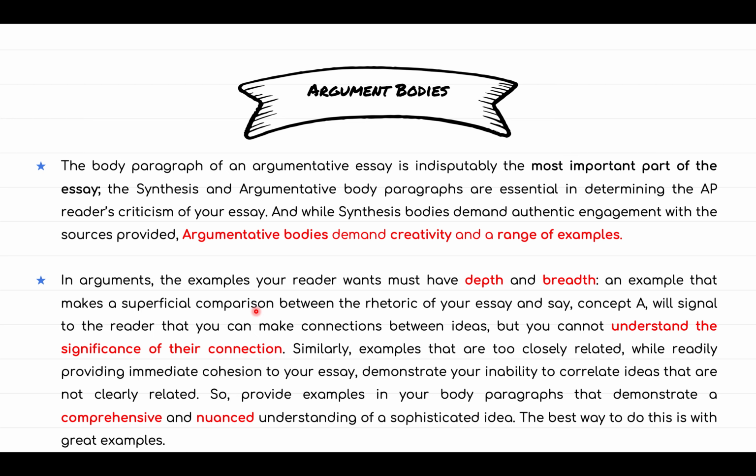Whenever your example makes a comparison between the rhetoric that you're presenting or the claim that you're making to something else, comparing A to B, or A is so because B is like it, all you're accomplishing is creating a superficial connection. And your reader feels like you don't fully understand the significance of that connection. That's a problem. So your example has to have depth to it. So you cannot just summarize the example.